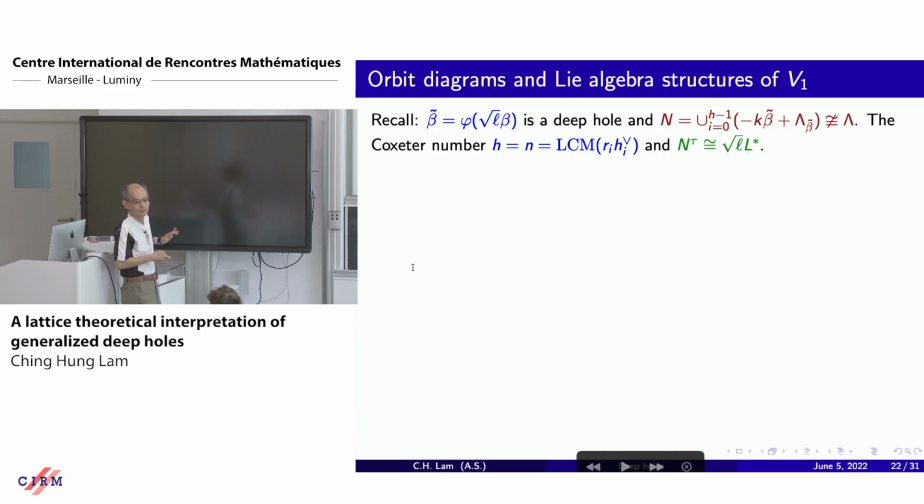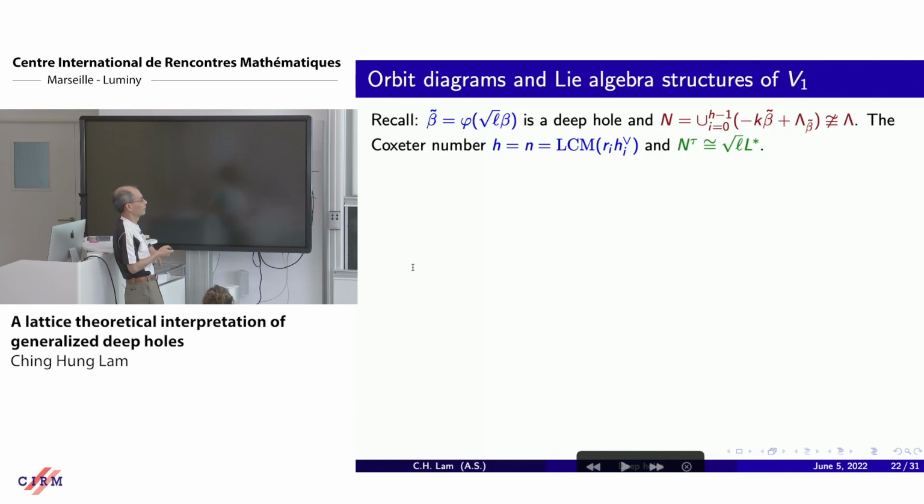Okay, so I start with the dipole, which is this, and then I can define a lattice N, which is a neighbor lattice, which is not the same as the Leech lattice, and then the Coxeter number h will be the order of my automorphism g, which is actually the LCM of the r_i, h_i check. r_i is the lacing number of the Lie algebra, okay? And of course, we also have this N tau will be isomorphic to this N tag, okay?